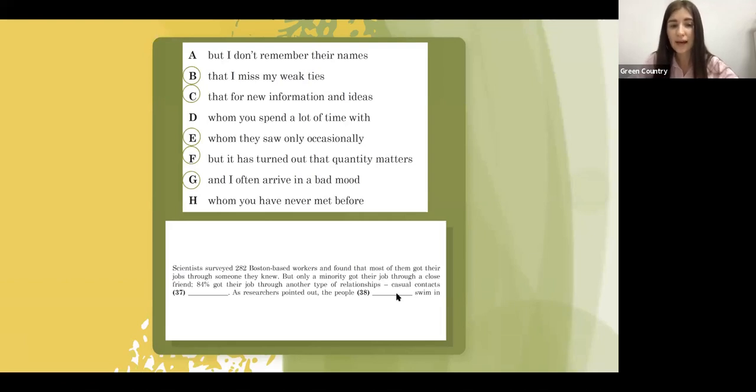And the 38, as the researchers pointed out, that people something swim in. What is your idea here after people? What can we use from these options?